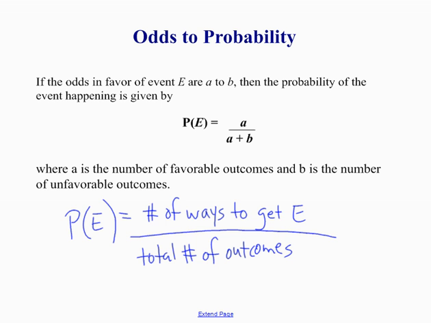So what we're calculating up here is exactly that. A is the number of favorable outcomes, or in other words, it's the number of ways to get the event to happen. B is the number of unfavorable outcomes, and if we add the number of favorable outcomes and the number of unfavorable outcomes together, we are coming up with the total number of outcomes. So going from odds to probability is really just understanding the probability formula that we've been using up until this point.